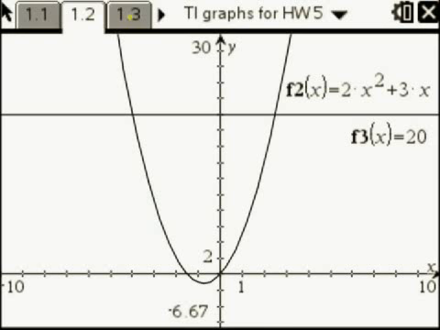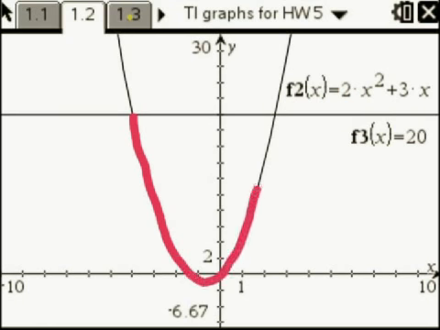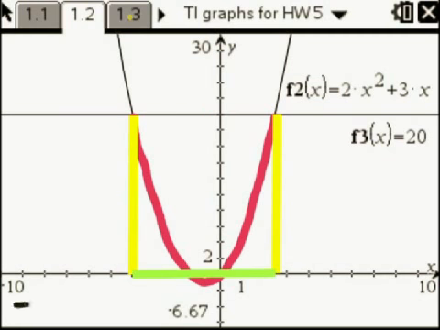So the parabola is the portion on the left, 2x squared plus 3x. The horizontal line is the portion on the right side of the inequality, y equals 20. I'm looking for the portion of the parabola that's less than 20, and that would be all of this. Now, what are the x values that encompasses? Straight down from the left, it looks like that's -4, and straight down from the right, it turns out to be 5/2.